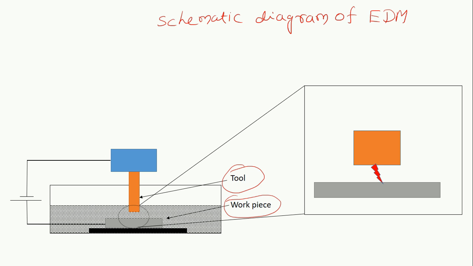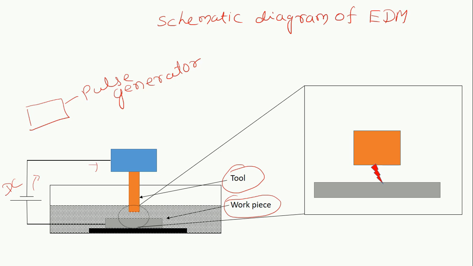When the tool and the workpiece are connected to the DC supply, we should remember that we are using a pulse generator, which supplies the electricity in a pulse manner. One cycle it will supply, another cycle it will stop. The tool is connected to the cathode, that is, negative polarity, and the workpiece is connected to the positive polarity.